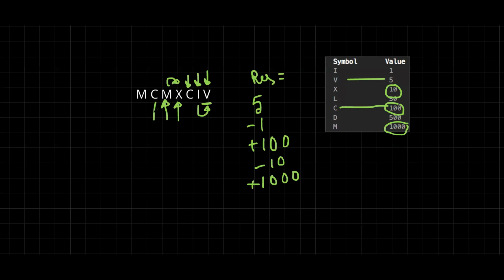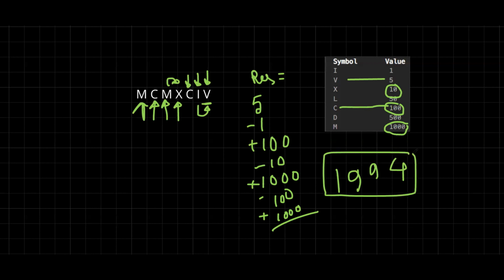Now, for this element C, the value of C is 100, which is less than 1000, the value of M. That's why we have to subtract 100 here. Now, the value of M, which is 1000, is definitely greater than the value of C, which is 100. So we have to apply summation of 1000 here. Now, if we add all of these values, we will find 1994.